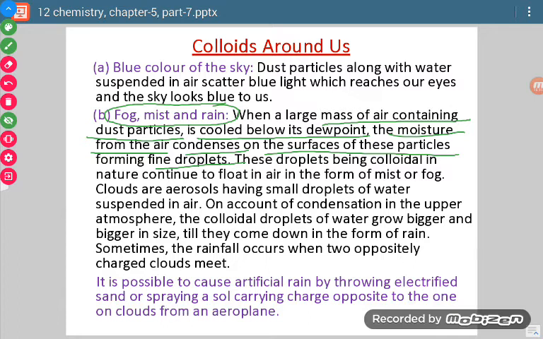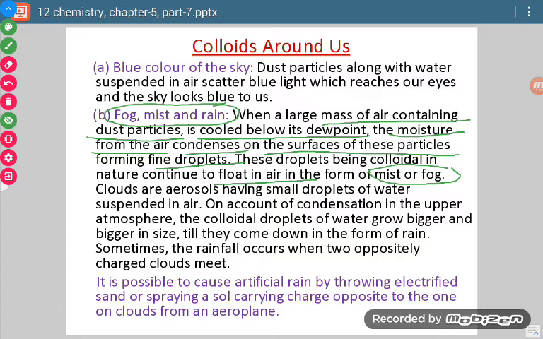Now these droplets, what will be their nature? They will be of colloidal nature, and they will start floating in the air, and when they are floating in the air we will feel mist or fog.